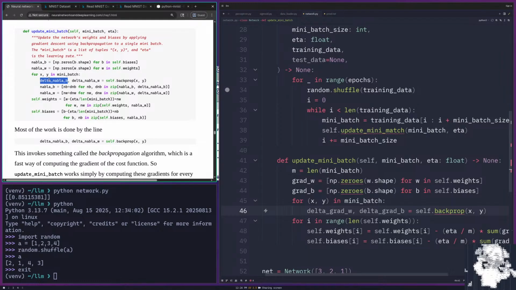So it's not a single vector. And for this one, it's not a single matrix. It's a list of matrices. And every time you do the backprop, you get a list of matrices back. And then you want to sum them all together.